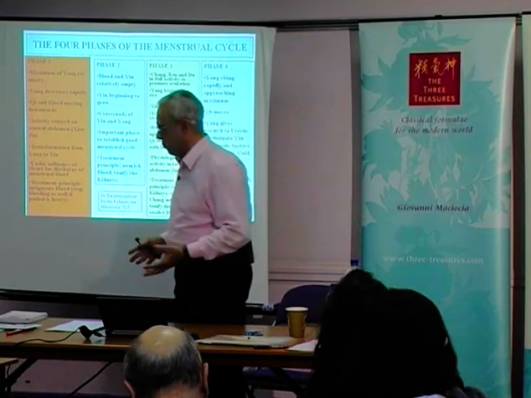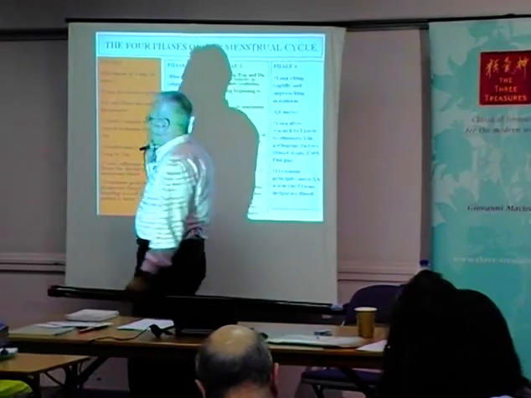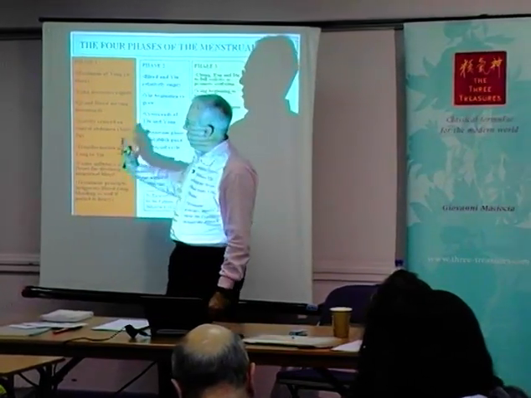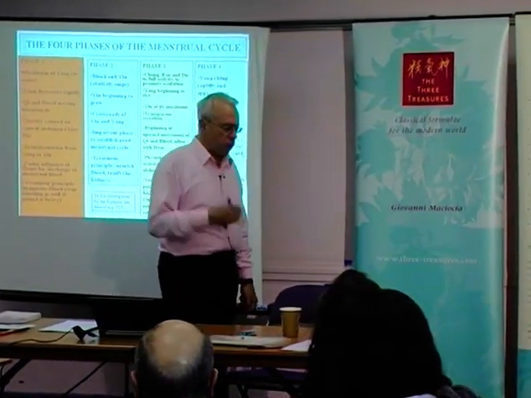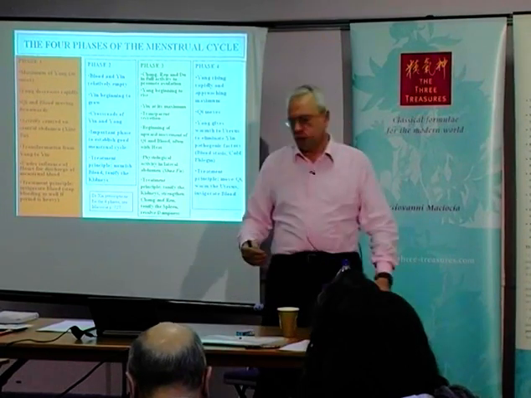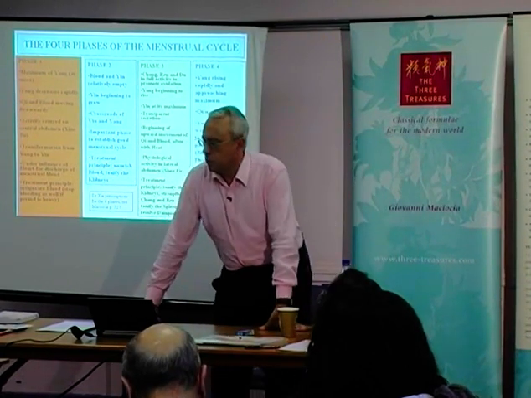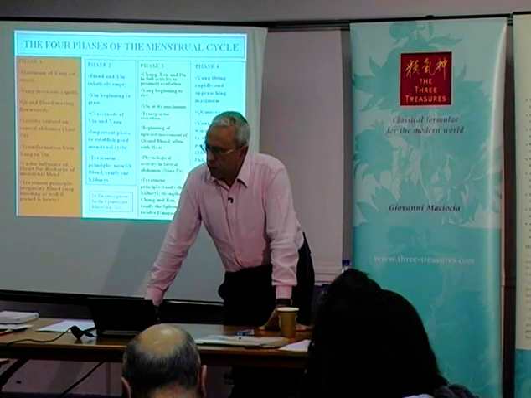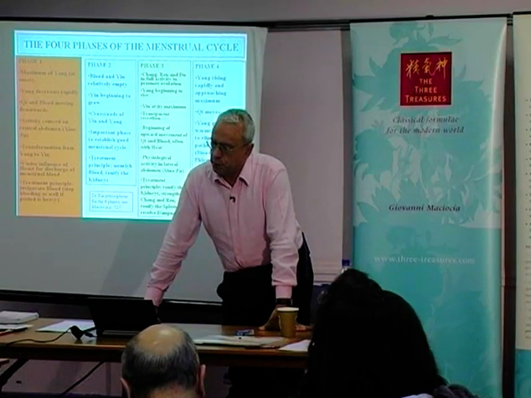So, in other words, to summarize, to put it simply, invigorating blood is good in phase one. If the period is normal or scanty, use Stir Field of Elixir. If the period is heavy, you use Invigorate Blood and Stem the Flow. Is that clear?